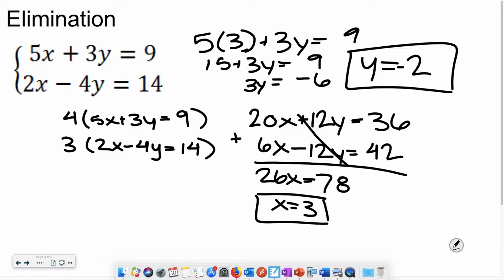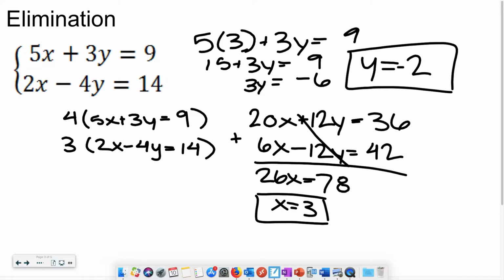Okay, Veronica has her elimination work up here on the board. In elimination, our goal is to get the x's or y's to be opposite. So she looked at this and said, ooh, well, y's are already at least different signs. So if I multiply this first equation by 4 and this second equation by 3, then my y's will now be opposites. And so now if we just combine these two equations, we get 26x, the y's go away as planned, equals 78, so that x equals 3.